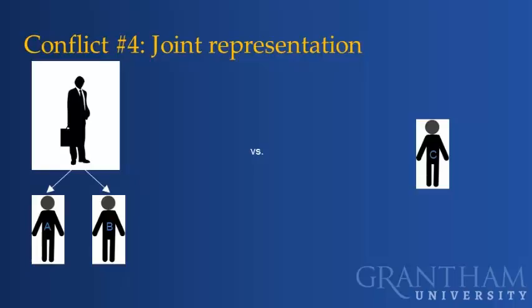Finally, there may be a situation where two clients seek joint representation for a matter that is not going to be litigated, such as for the execution of a will or prenuptial agreement. Although it may seem that the parties agreed to the terms on the surface, wills and prenuptial agreements are examples of documents that may be contested in the future.